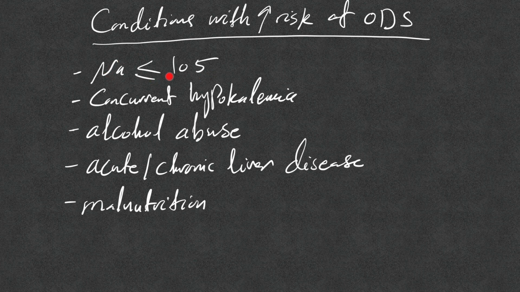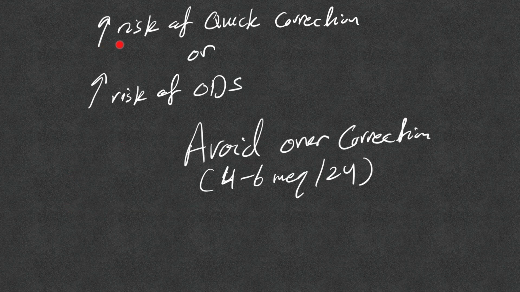This is really high risk with overcorrection: concurrent hypokalemia, alcohol abuse patients, acute and chronic liver disease, malnutrition. So if you have any condition that has increased risk of a quick correction or any condition that increased risk of osmotic demyelination syndrome and you're dealing with chronic hyponatremia mainly, avoid overcorrection. Please remember, in these patients particularly, 4 to 6 milliequivalent per 24 hours.